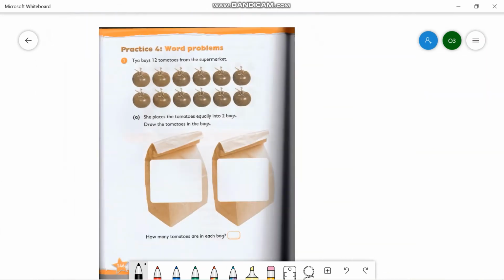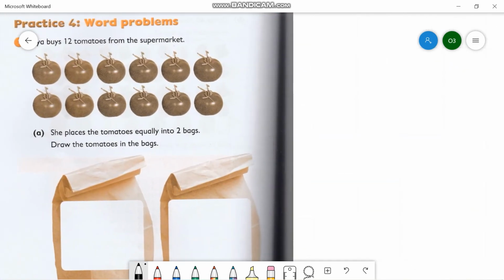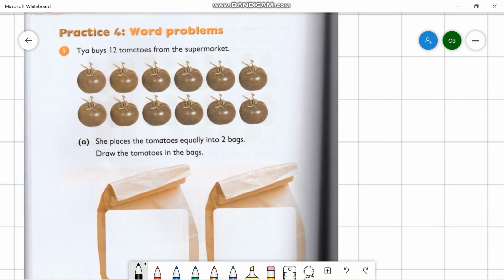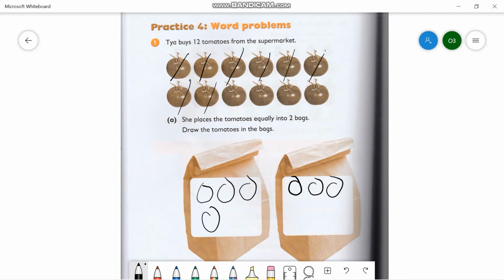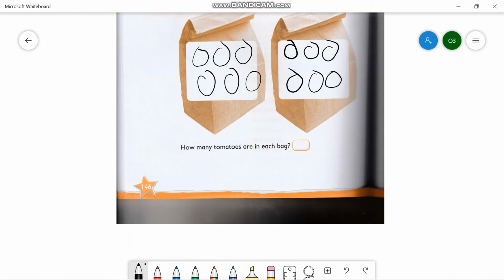Taya buys 12 tomatoes from the supermarket. She placed the tomatoes equally into 2 bags. So we're going to draw tomatoes in each bag. So from here, cancel 1 tomato and draw it here. 1, 2, 3, 4, 5, 6, 7, 8, 9, 10, 11, and 12. Okay, now that we're done, we're going to write here the answer.